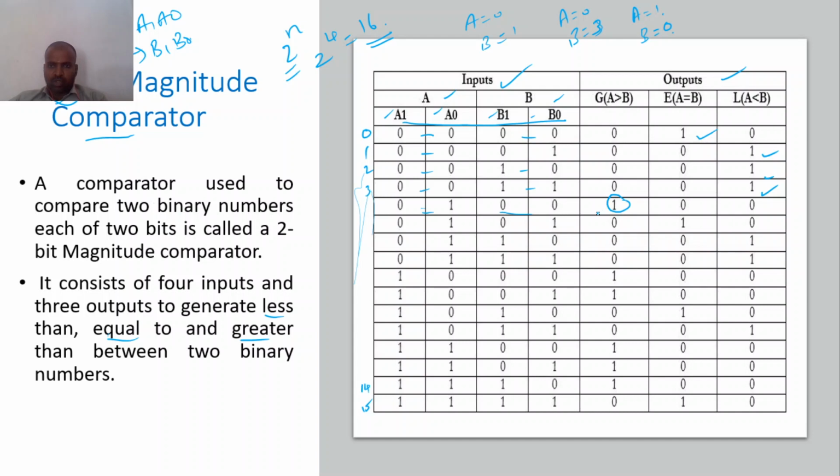See, here the output is 1. Next 0 1 0 1, so A equal to B is 1. 0 1 1 0, so A is equal to 1 and B is equal to 2, so A is less than B. Similarly 0 1 1 1, A is 1 and B is 3, so again A is less than B. The next is 1 0 0 0, A is 1 0 and B is 0 0, which means this is 2 and this is 0, so A is greater than B.